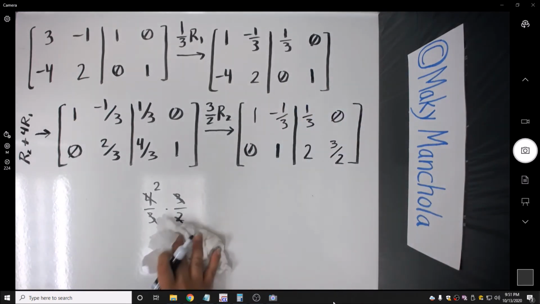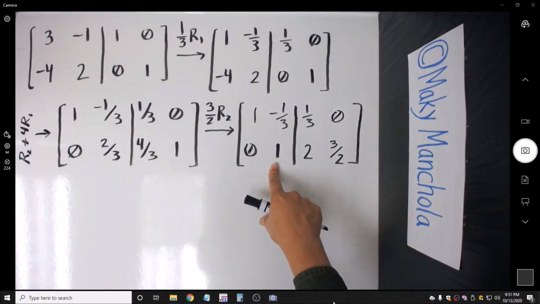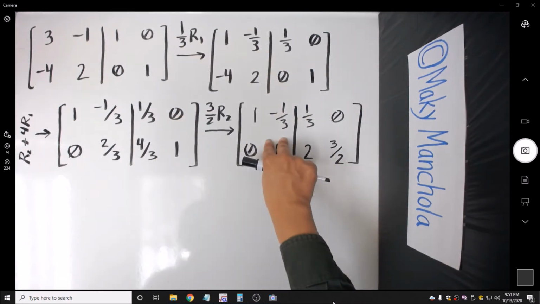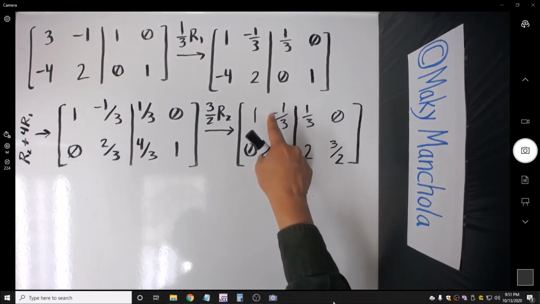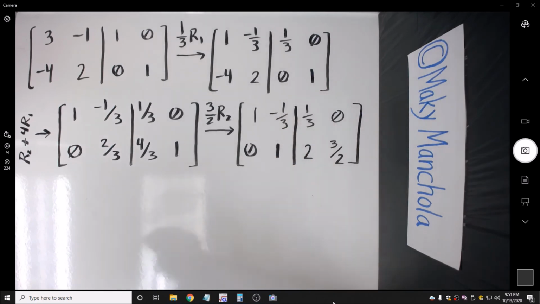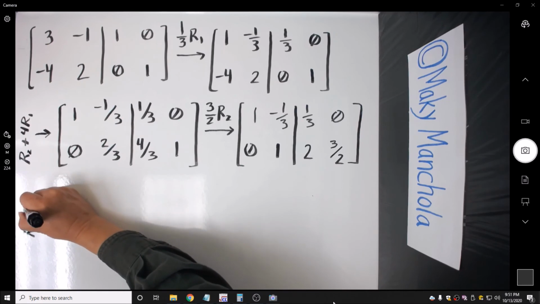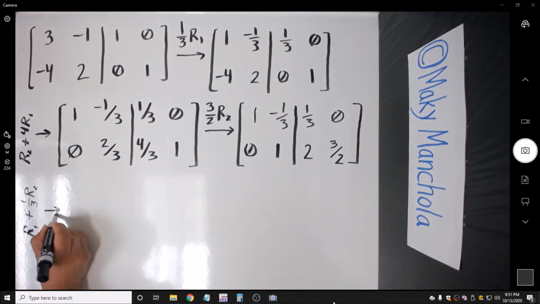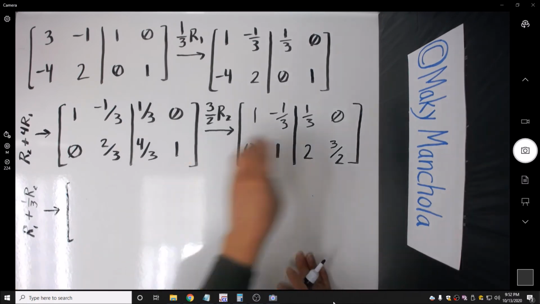Okay, now I'm going to use my new pivot to eliminate every other non-zero entry in that column. In this case, get rid of the negative 1/3, make it a 0. To accomplish that, we're going to take row 1 plus 1/3 row 2. So that replaces the first row.